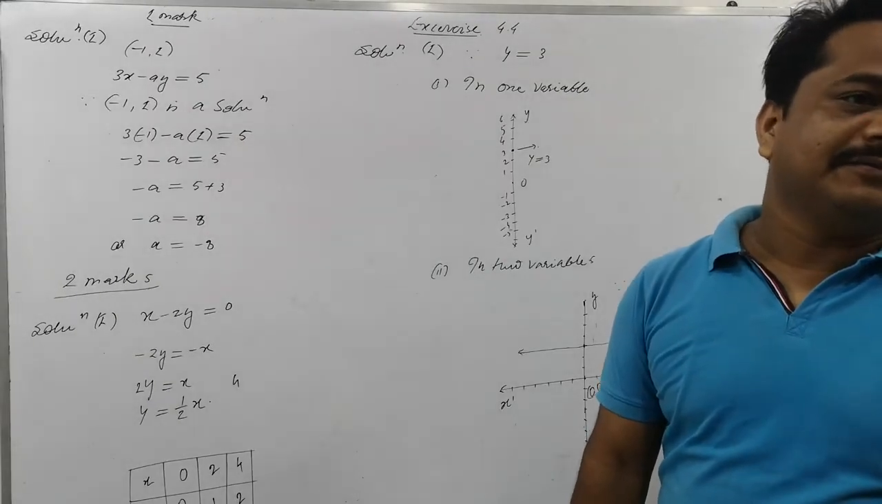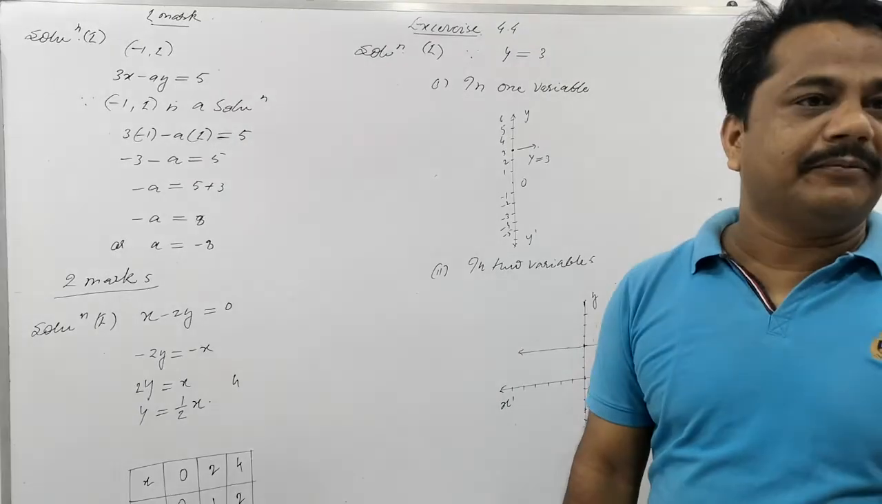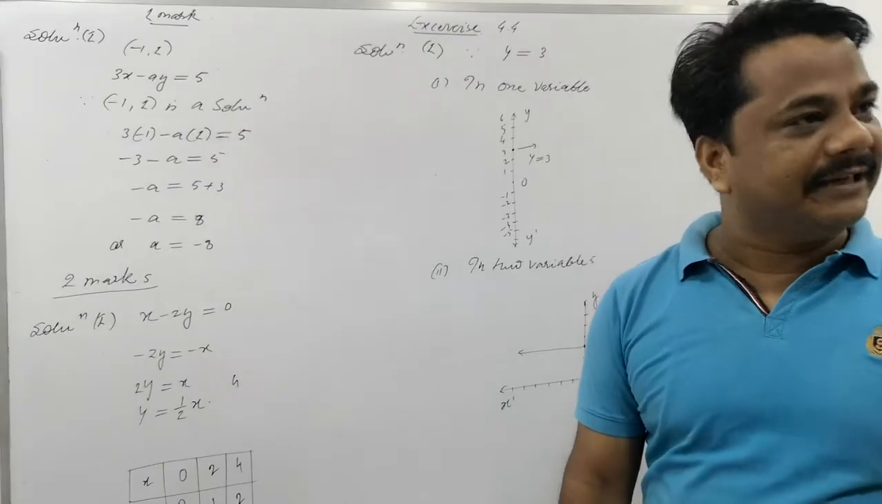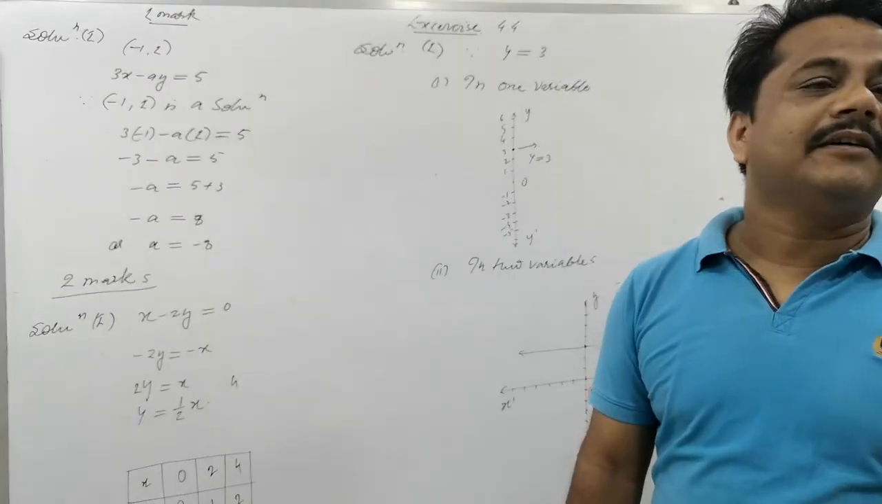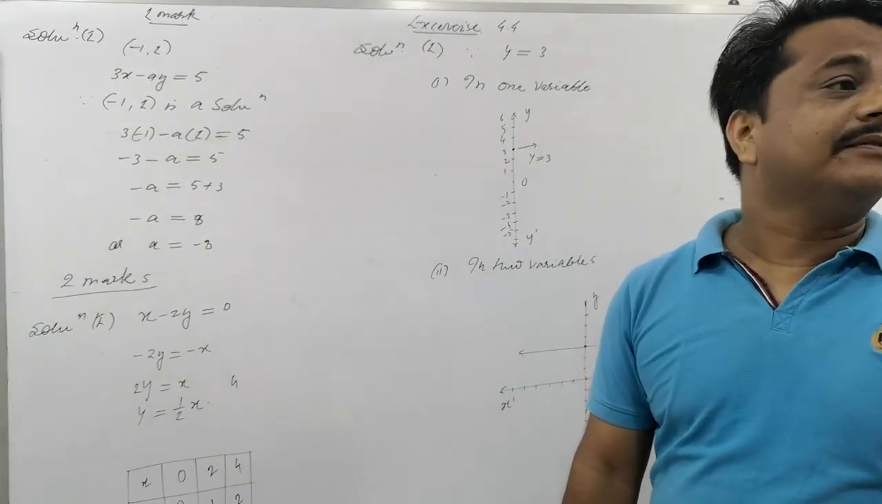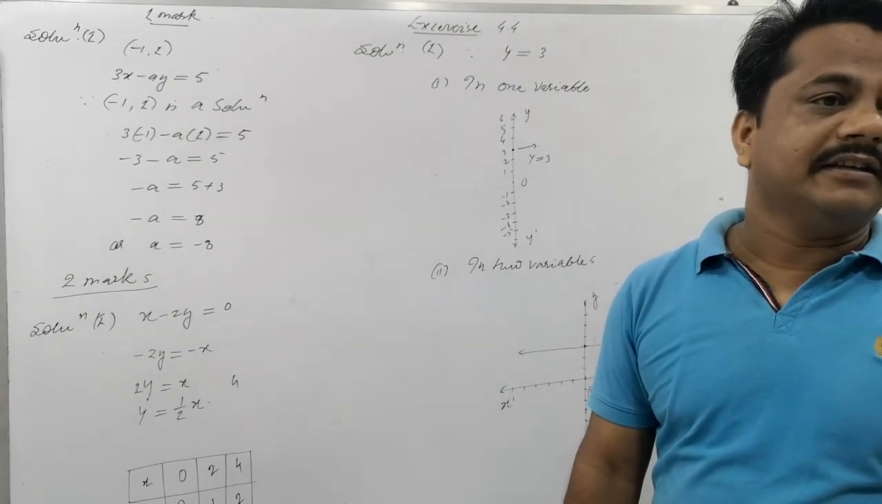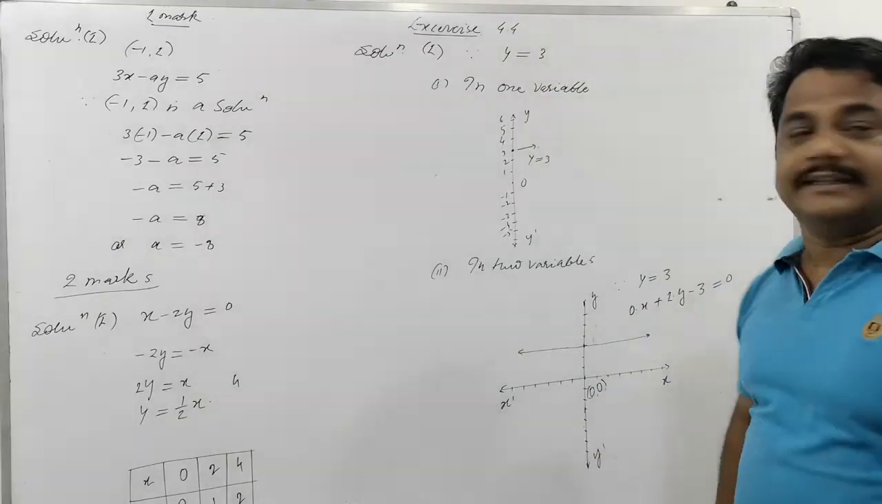Sometimes 3 mark questions come from this section. First, you convert the word problem into a symbolic or algebraic expression. The second mark is awarded for finding the sets of solutions, and the third mark is awarded for representing the coordinates in the Cartesian plane. Is that clear?